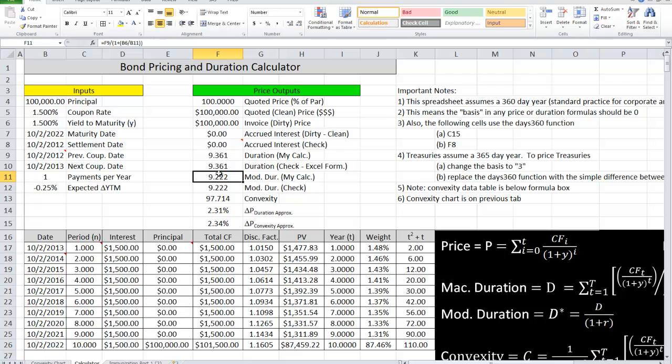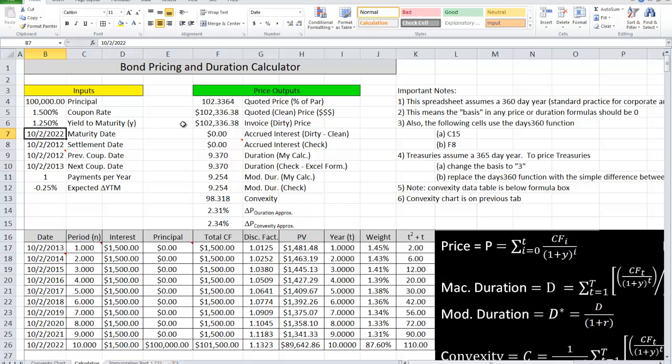Well, you can multiply your modified duration by minus whatever your expected change in yield to maturity is to get an approximation of how the value of this asset or liability will change with changes in the yield to maturity. So, for example, if we thought that the market yield to maturity on certificates of deposit of this type was going to decrease by 0.25% or 25 basis points, then our duration approximation suggests that the value of our liability will go up by about 2.31%. So if the yield dropped from 1.5 to 1.25, you would see the price go up by about 2.31%.